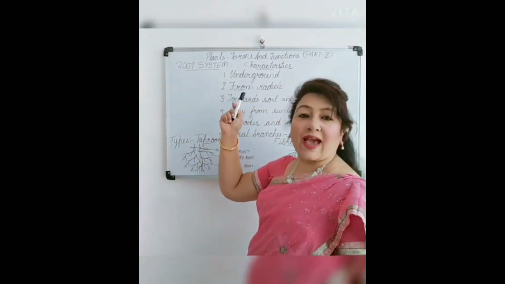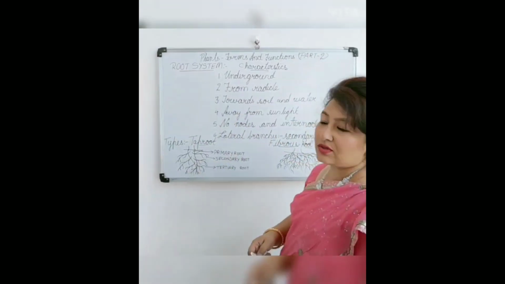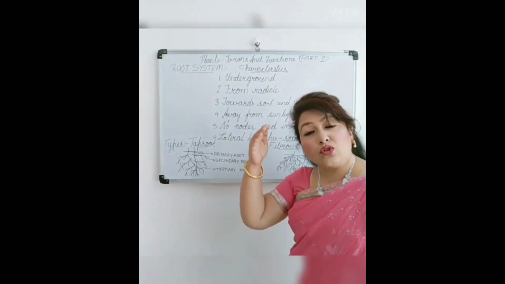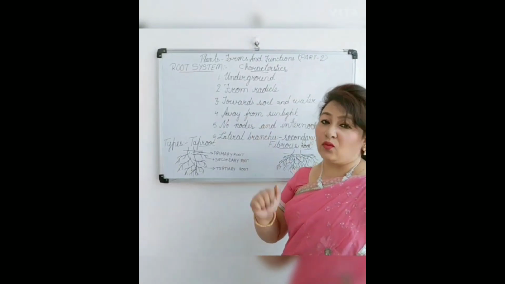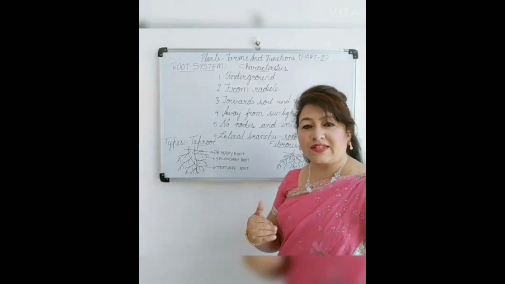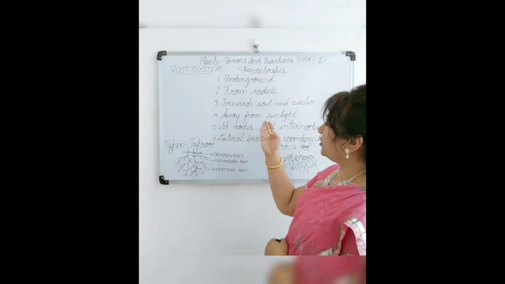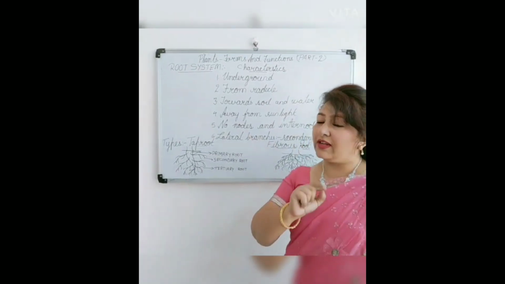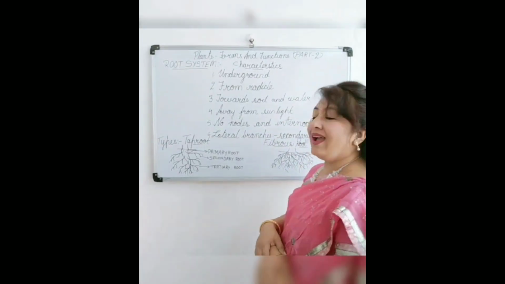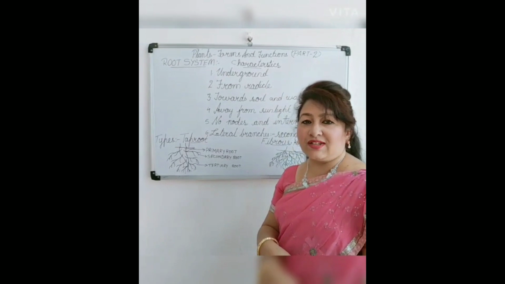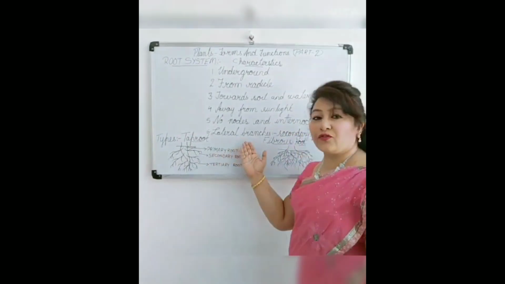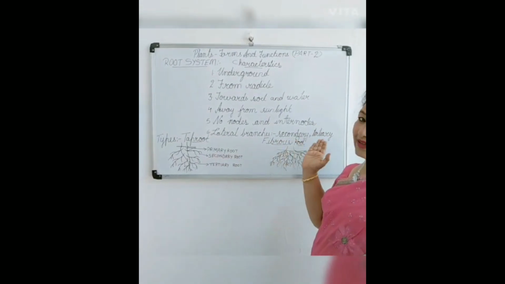The root system's characteristics are as follows. They are found underground, they grow towards the soil and water, they grow away from the sunlight, and they usually have no nodes and internodes, and they are not green in color. Remember, they have many branches which are known as the lateral branches, and these lateral branches are of two types, the secondary and the tertiary.